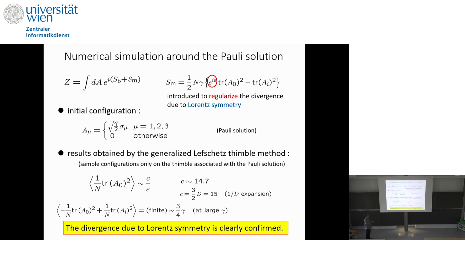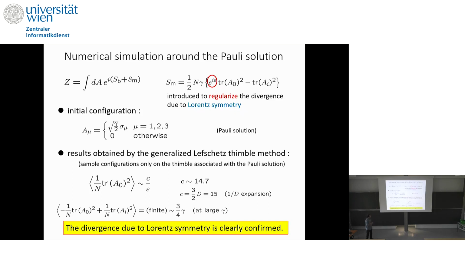Of course, we can try to sum up all the thimbles, but that is not what we would like to do here. Okay, and then we have calculated this quantity, trace A0 squared, and find that it is actually divergent as epsilon goes to 0. It diverges like C over epsilon, where C is almost 15. And I'm going to show some analytic calculation of this coefficient, which is 3D over 2 in the large D expansion, which is 15 for D equals 10. So our numerical result is pretty much consistent with this 1 over D expansion.